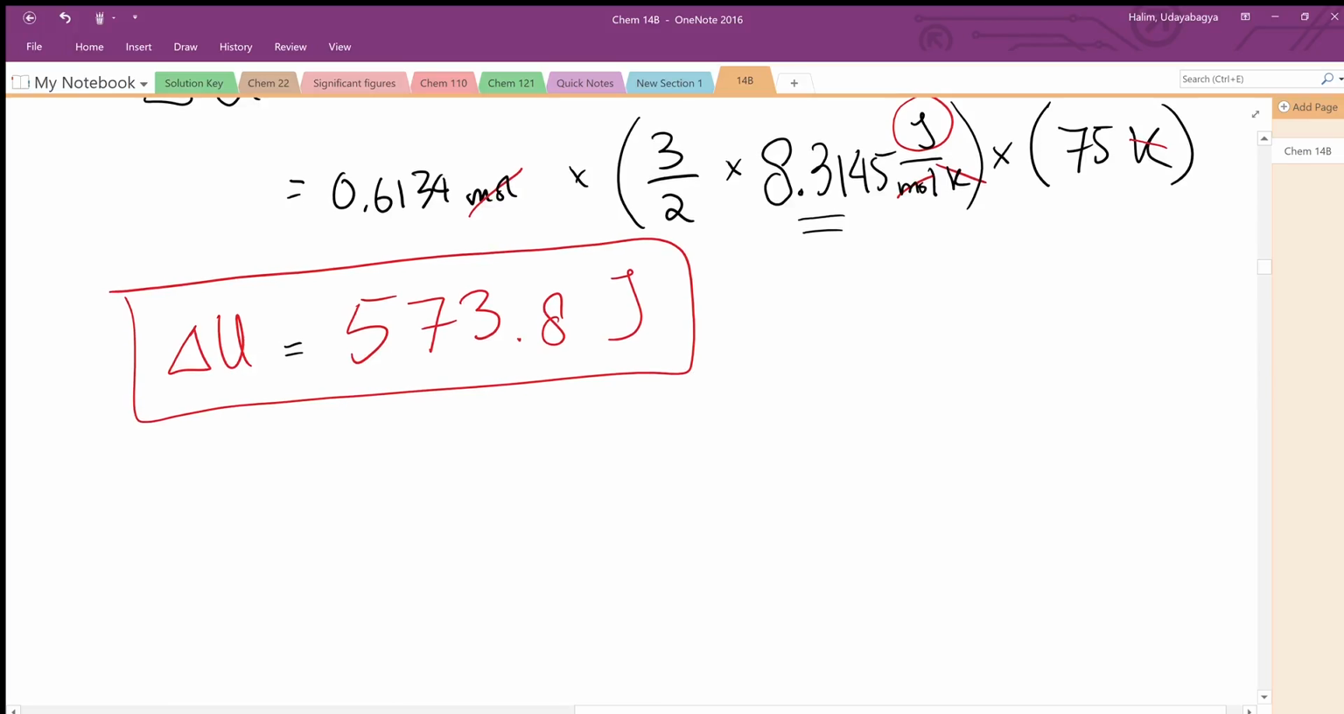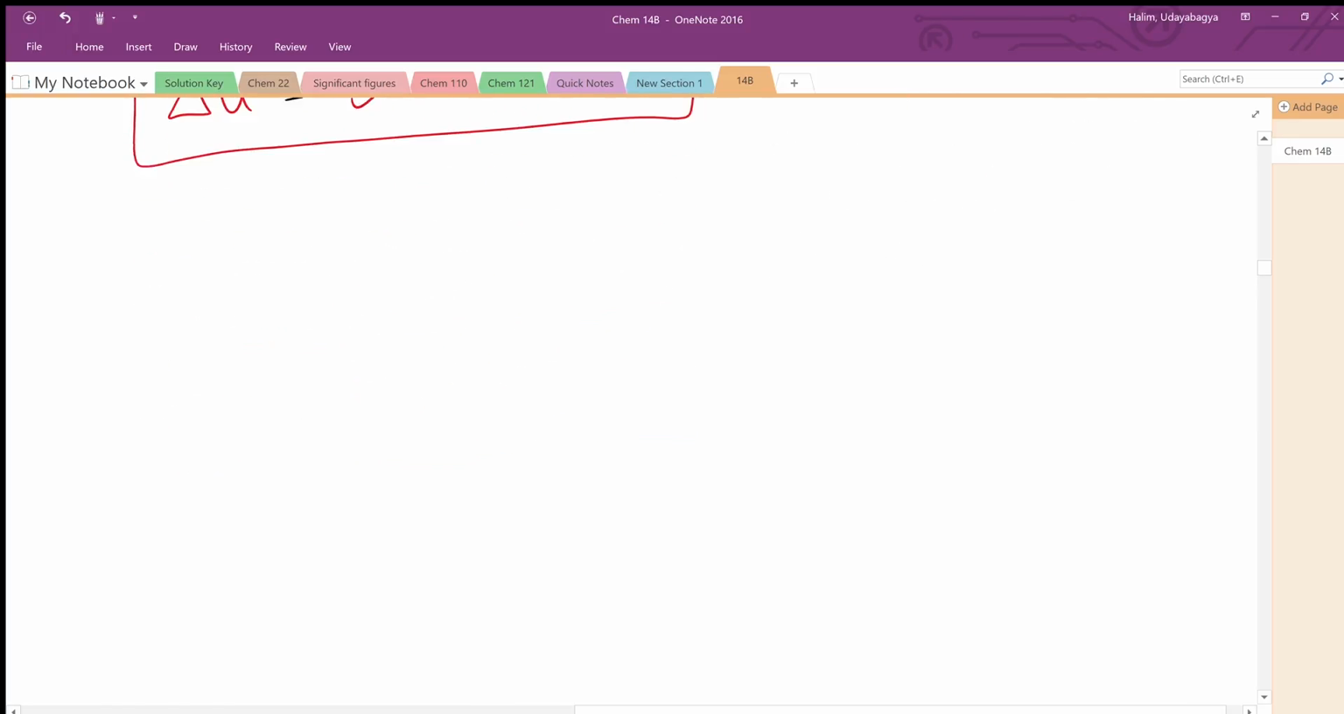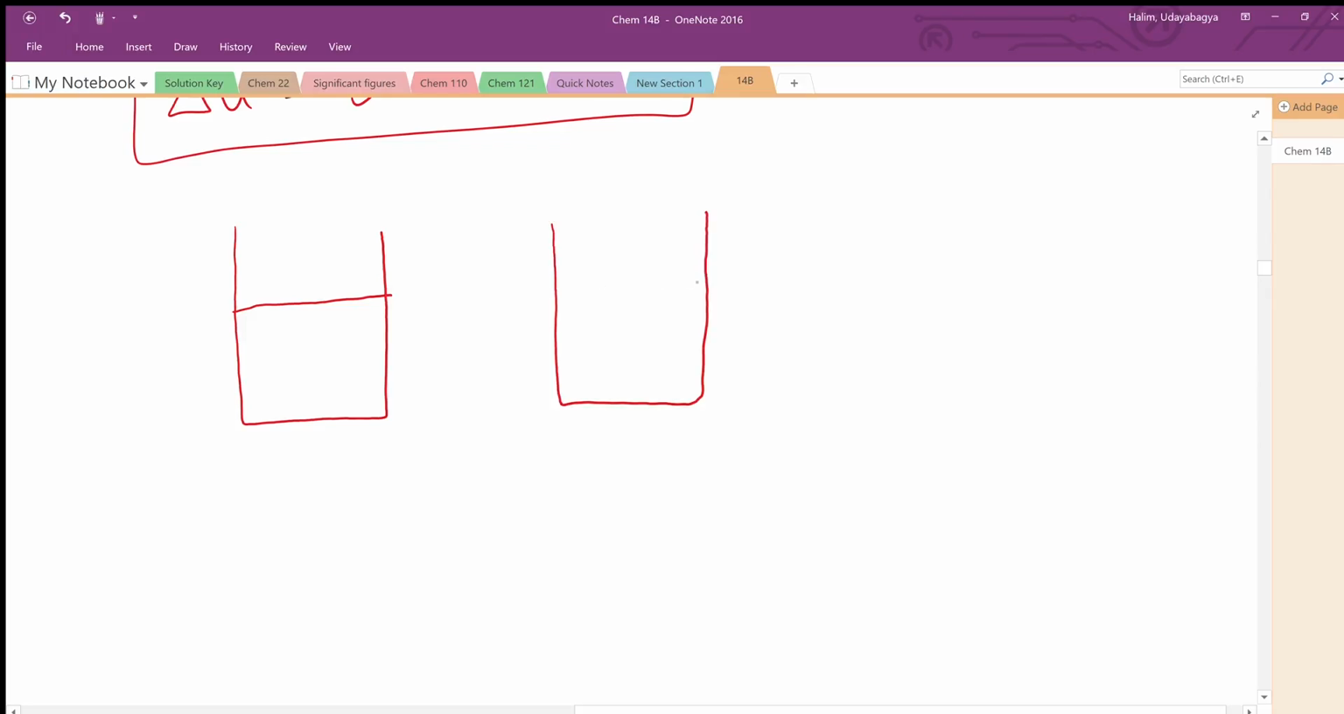What else? Okay, so that's about the second portion. Now finding W and Q requires a bit more visualization that we haven't done. You could figure it out, but it just takes a bit more imagination, and I haven't explicitly mentioned it yet.